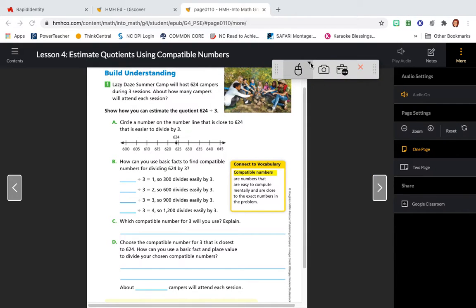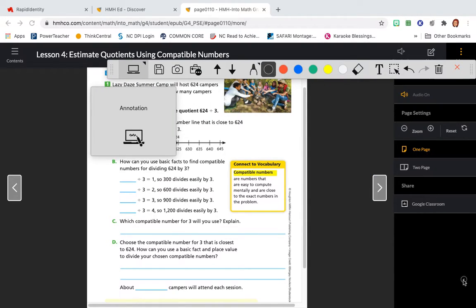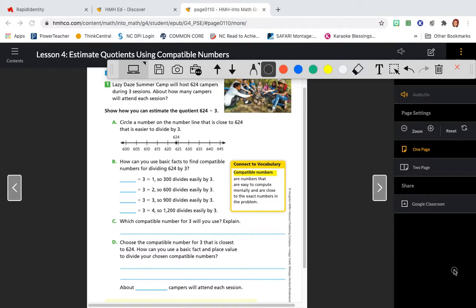Okay, build understanding. Lazy Days Summer Camp will host 624 campers during 3 sessions. About how many campers will attend each session? Show how you can estimate the quotient 624 divided by 3. So we're using this equation to estimate.